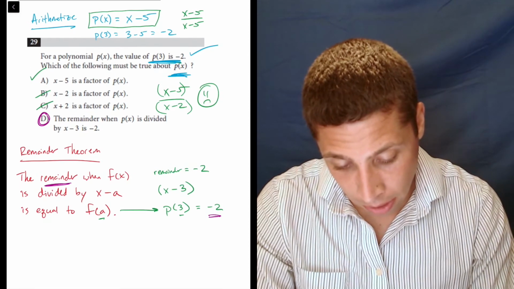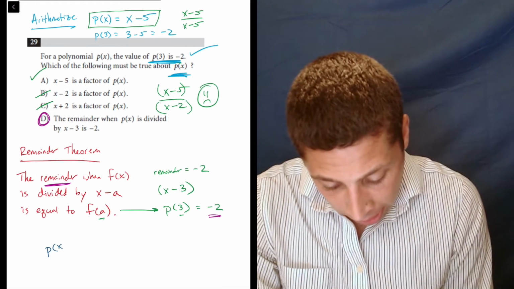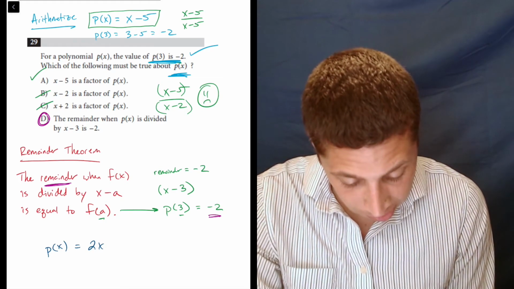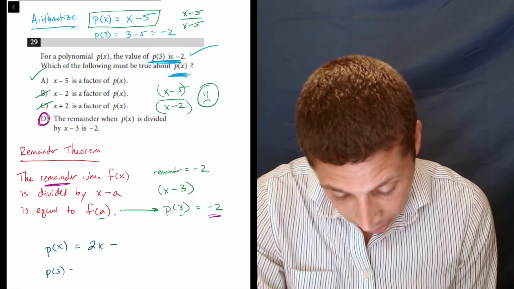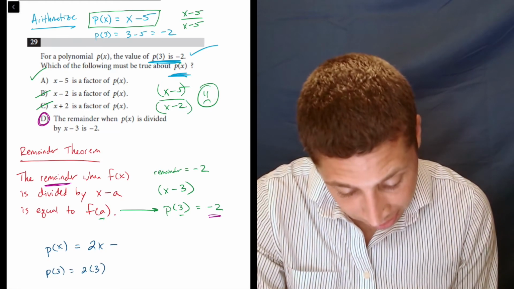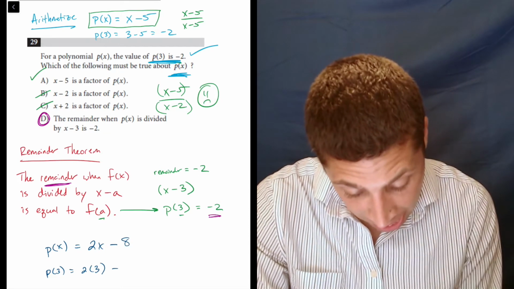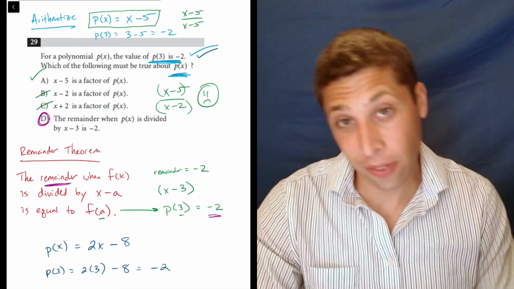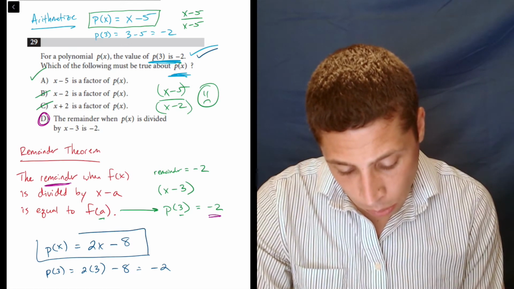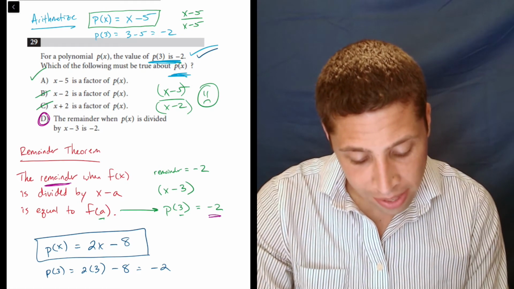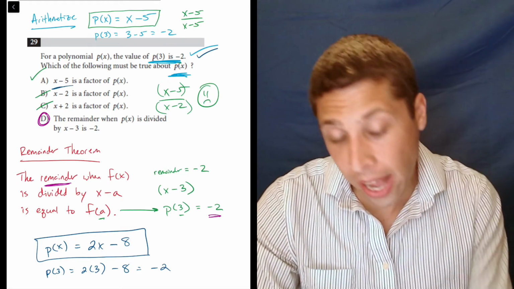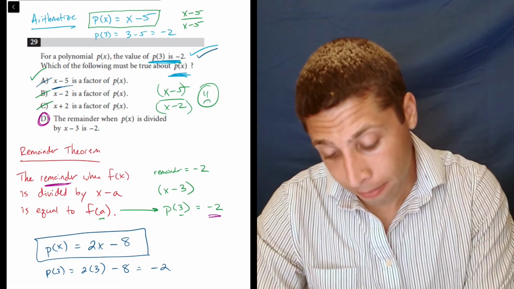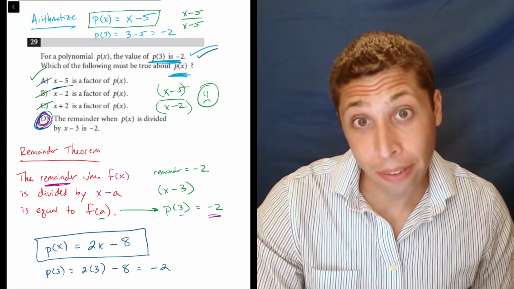I'm going to go to the bottom here. So if I did something like 2x minus, so that's P of 3 is equal to 2 times 3, that's 6, minus 8, right? That's going to be negative 2. So that also satisfies my only condition. But now this equation does not have x minus 5 as a factor. It's completely different. X minus 5 would not divide evenly into that. And then I would pick D because I'm like, all right, well, that's all that's left.